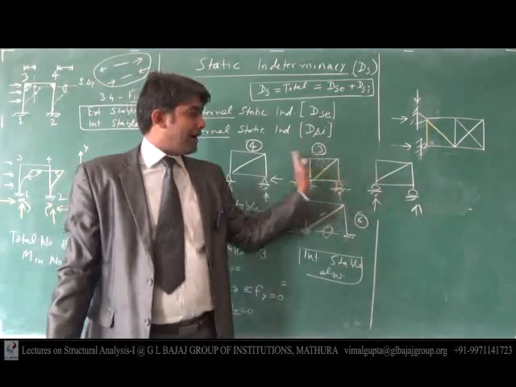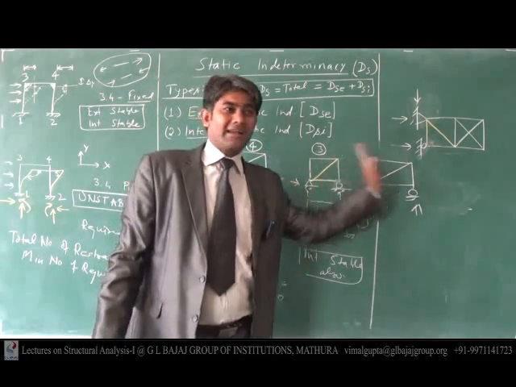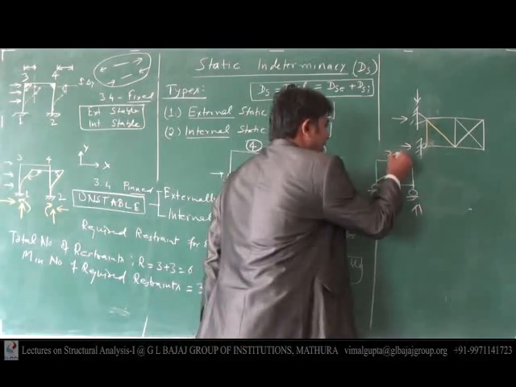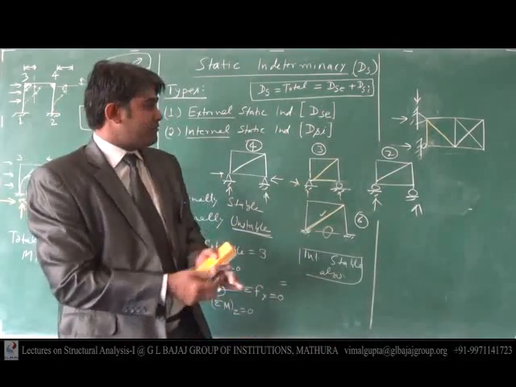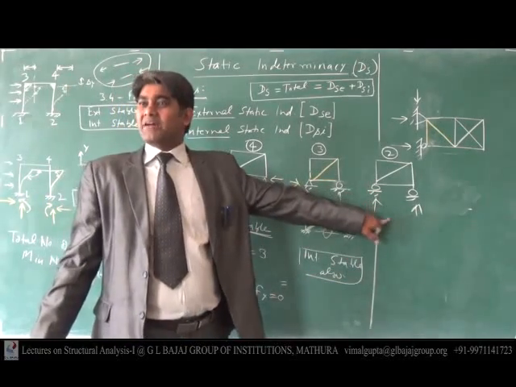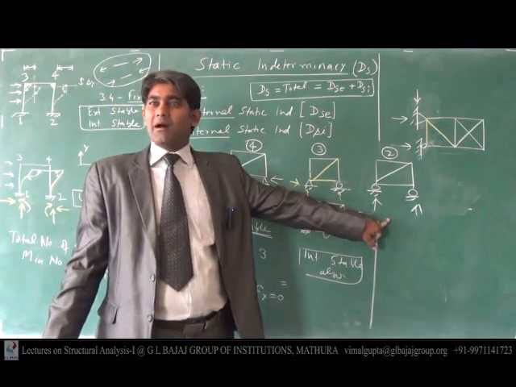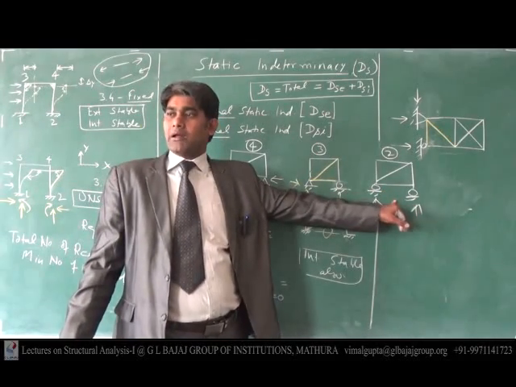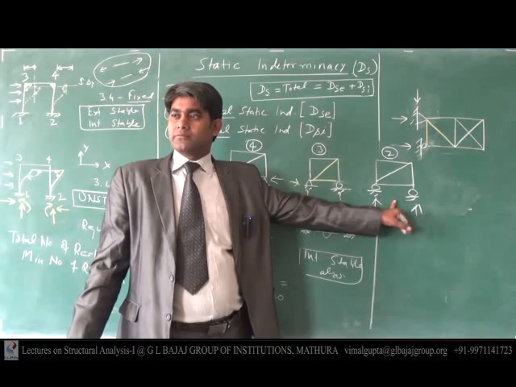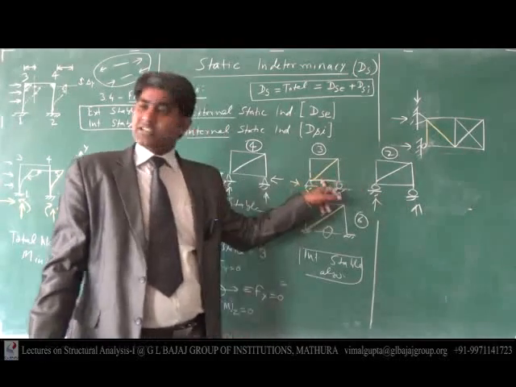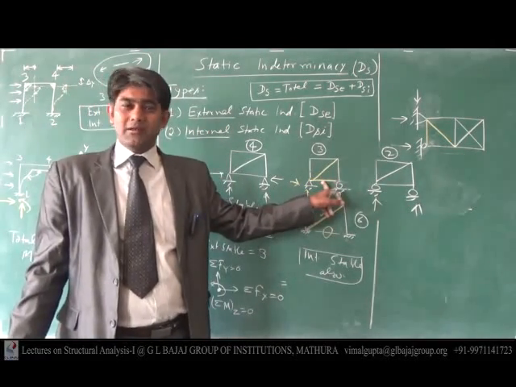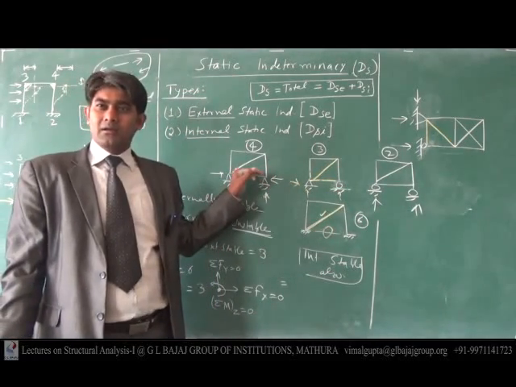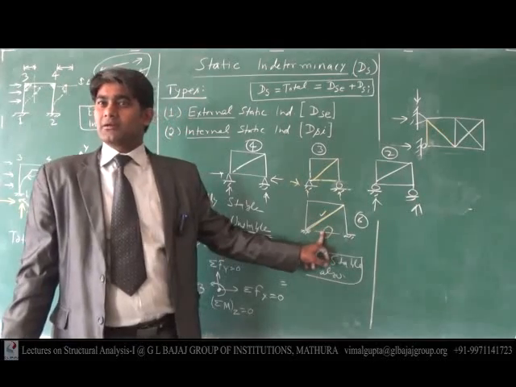It will be unstable. Why? Because if a horizontal force is acting, then it is going to move. The number of restraints here is 2, and it becomes unstable because it fails the minimum number of required restraints. Clear? It is just stable. It is unstable. It is just stable. It is more stable. It is much stable.